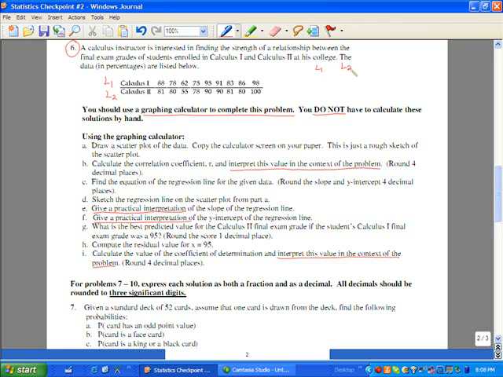So on your calculator, when you have list 1 and list 2, you're going to have the 88, and it's still going to be paired up with the 81, so that we know the student who received the 88 in Calculus 1 is the same student who received the 81 in Calculus 2.